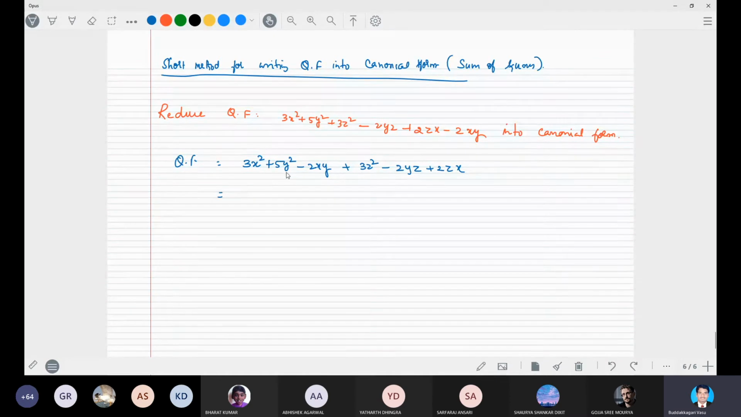You make this one into square form. How can we make this into square form? 3 into x square plus 5 by 3 y square minus 2 by 3 xy plus 3z square minus 2yz plus 2zx.